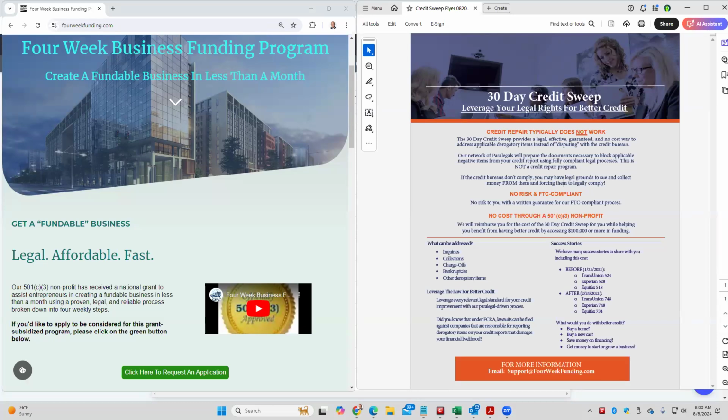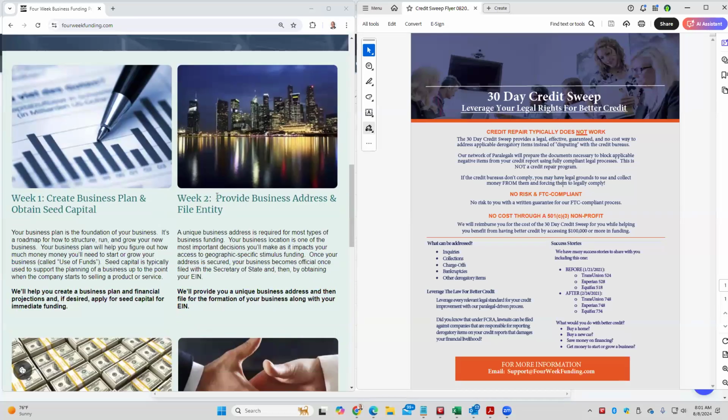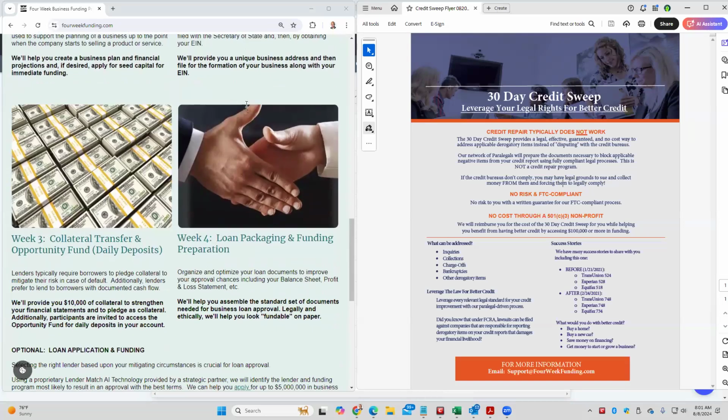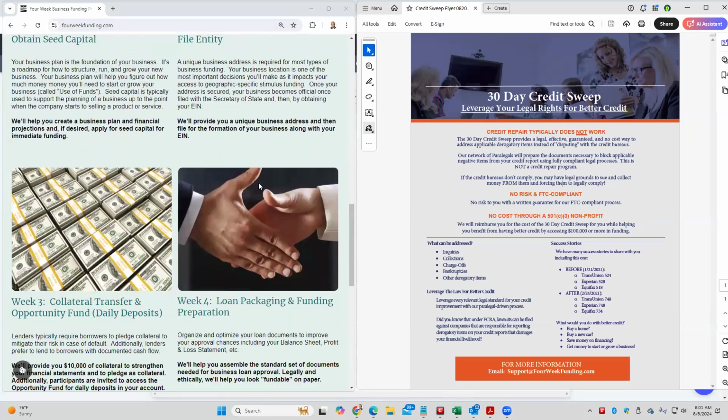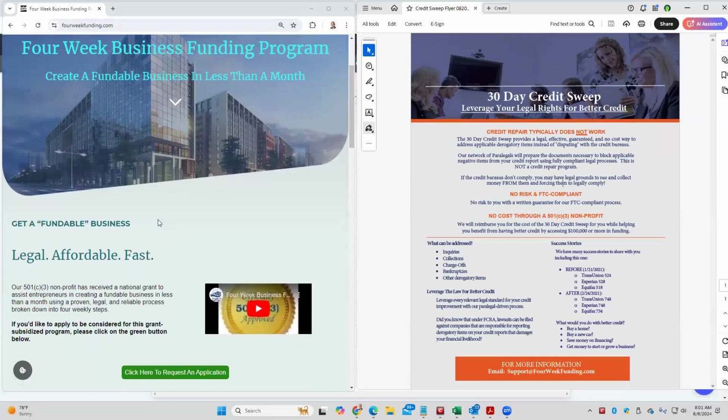So I'm sharing my screen, and on the left-hand side, we're talking about how we create, legally and ethically, please note, legally and ethically, a fundable business. I'm just going to give a cursory overview because today we're going to spend more time on the right-hand side. We talk about how legally and ethically we create a fundable business on paper so the business is eligible for funding. And we do that over a four-week process. I think many of you are familiar with it. If you're not, you can go to fourweekfunding.com. So on the left-hand side, it's about creating a fundable business.